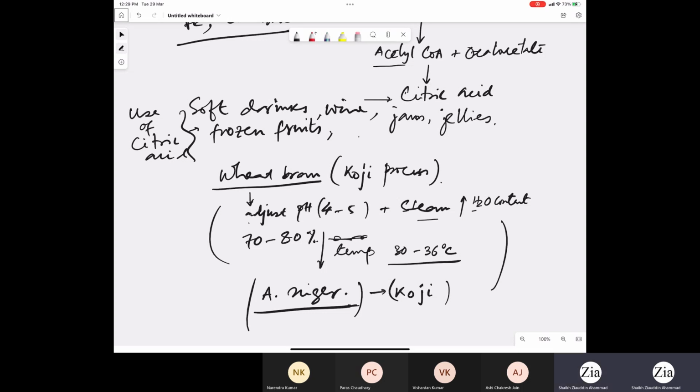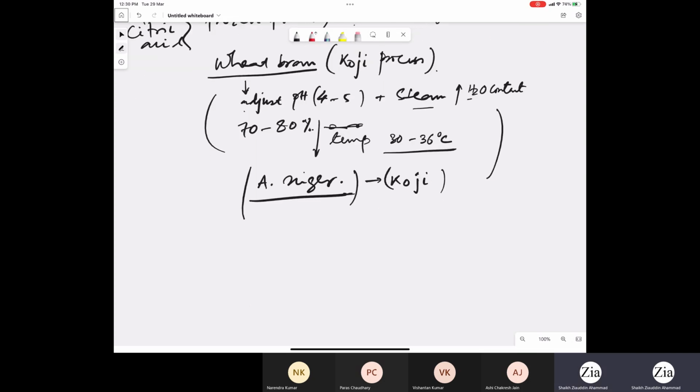Now, when you try to do the fermentation, you try to maintain the temperature within 30 degrees centigrade. Better not to go beyond 28 degrees centigrade, because certain strains will not show good production beyond 28 degrees centigrade. So beyond 28 degrees centigrade, if you try to do the fermentation, you will not get good production.